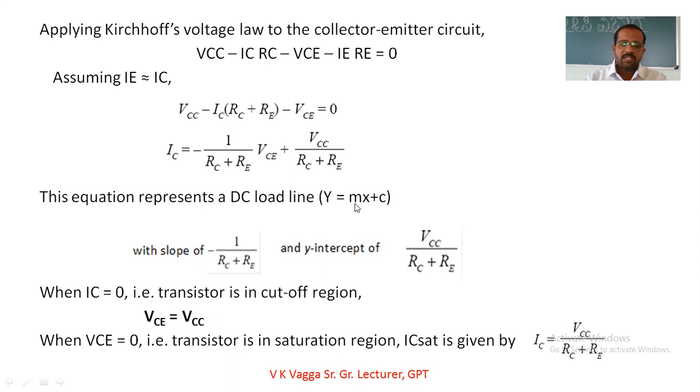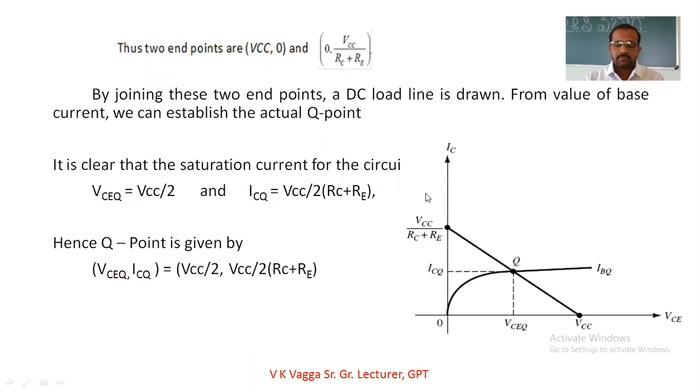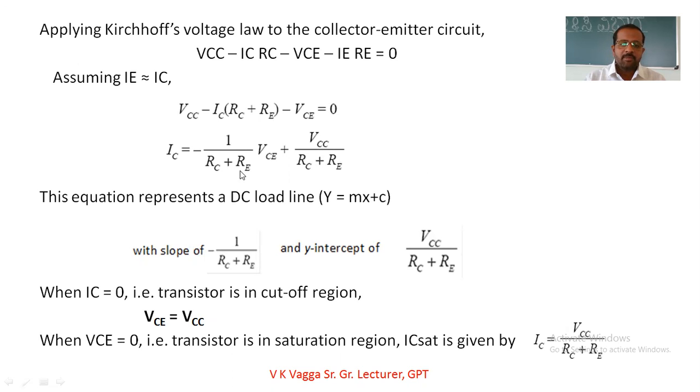In this case, what is m? It is the slope here, which is equal to minus 1 divided by RC plus RE. And for c, this is equal to VCC divided by RC plus RE. In this equation, when IC is equal to 0, the transistor is in the cutoff region, so VCE is equal to VCC. If I place IC is equal to 0 and take this component to the right hand side, VCE is equal to VCC here, since RC plus RE and RC plus RE cancel each other.